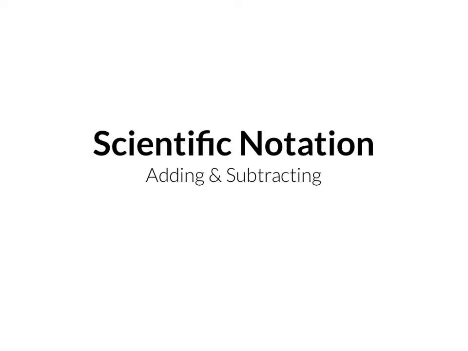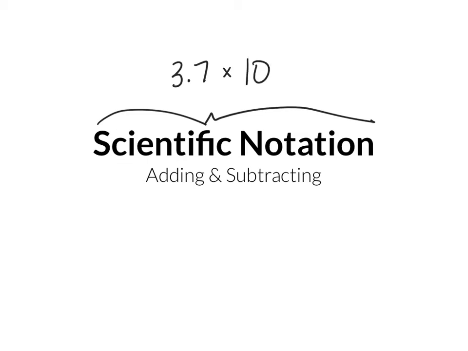Today's lesson is on scientific notation with addition and subtraction. As a reminder, scientific notation is that notation where we have a number between 1 and 10, like 3 and 7/10, multiplied by 10 to some power. And we use this to make it a little more efficient to add, subtract, multiply, divide very, very large numbers.